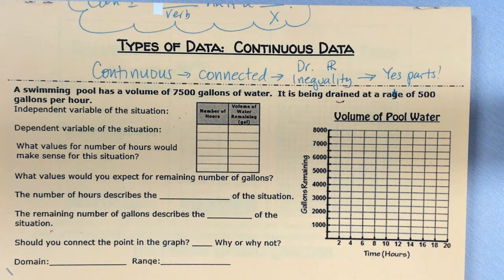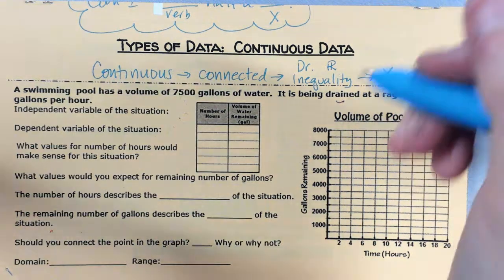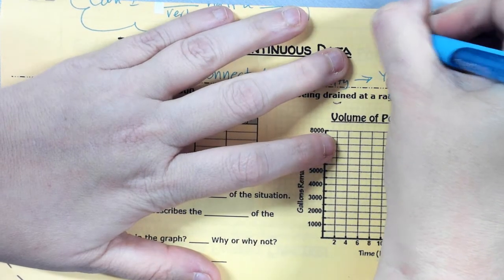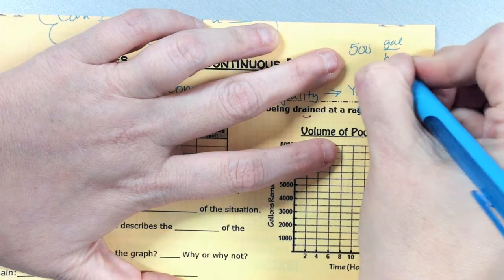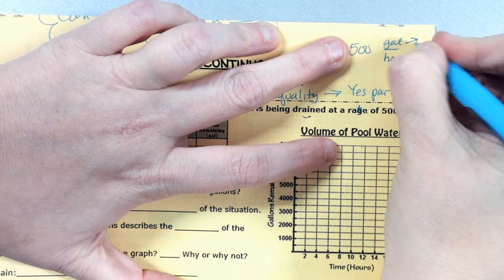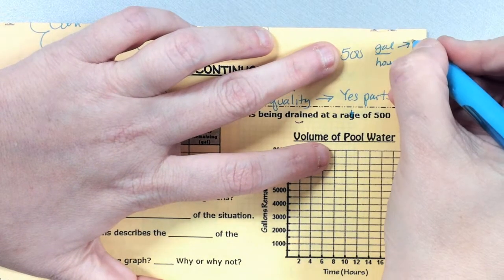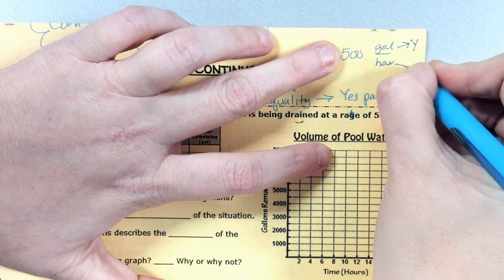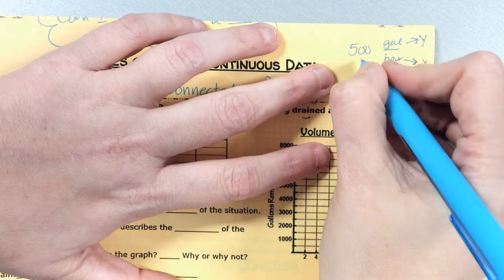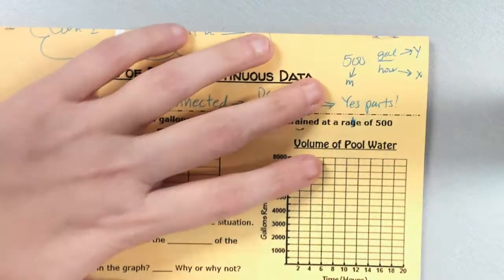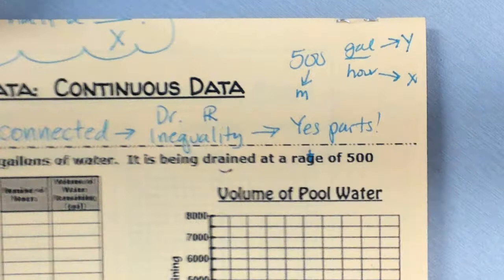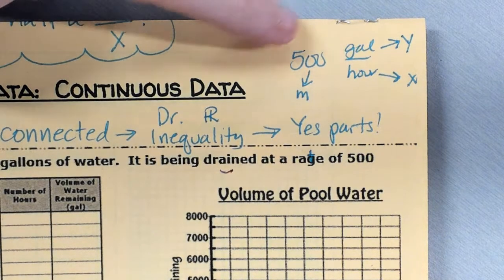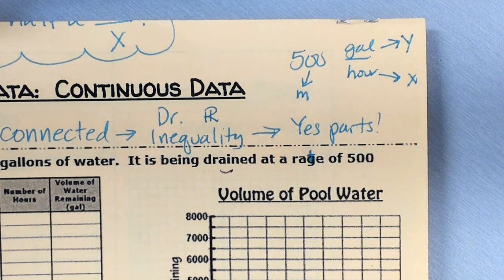At a rate of 500. Oh my God, seriously. Okay, so 500 gallons per hour. Gallons is which one, X or Y? Y is always on top. Hour is X. 500 is my slope. Except 500 is not my slope. What's wrong with that? 500 is... Why is it negative?